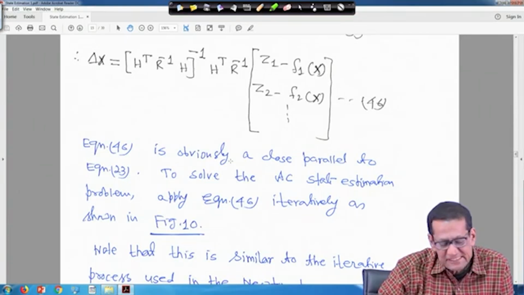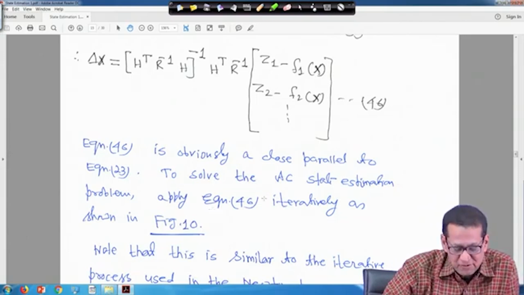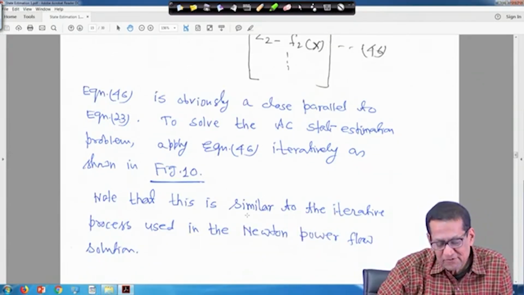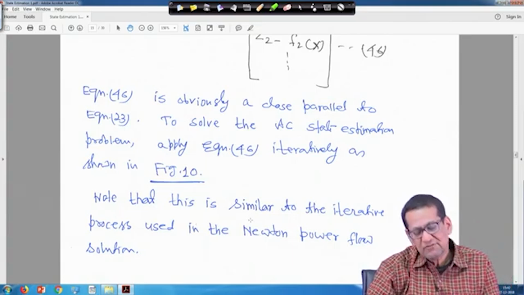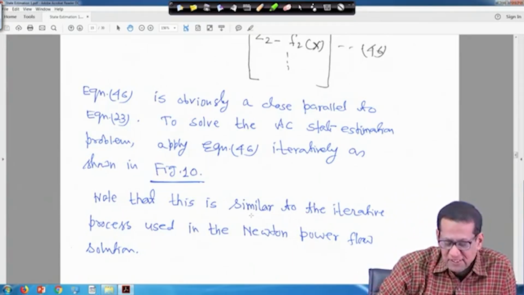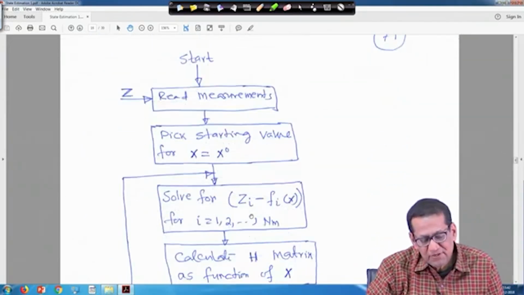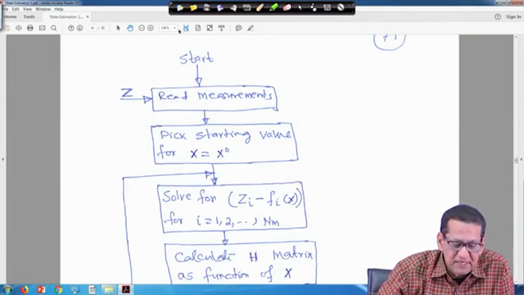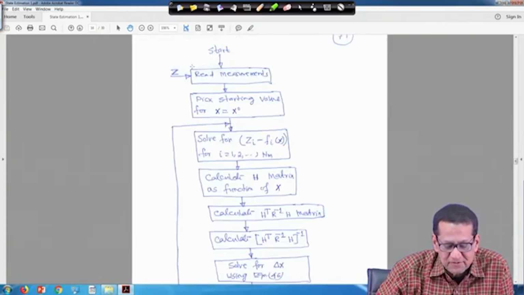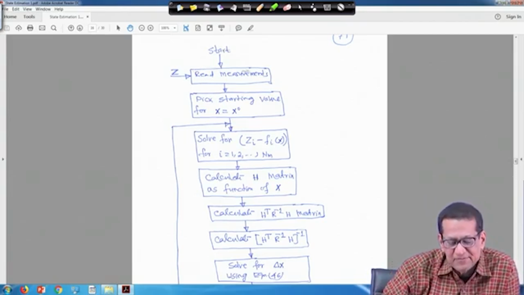To solve the AC state estimation problem, you apply equation 46 iteratively as shown in figure 10, where a flow chart is given, right. Note that this is similar to the iterative process used in the Newton's power flow method. It is basically Newton's method, your iterative method, right. Now, if we come back to this, let me just reduce the size.